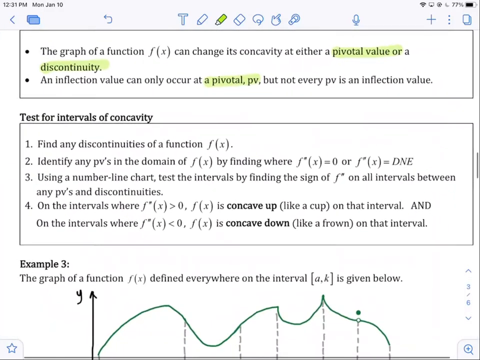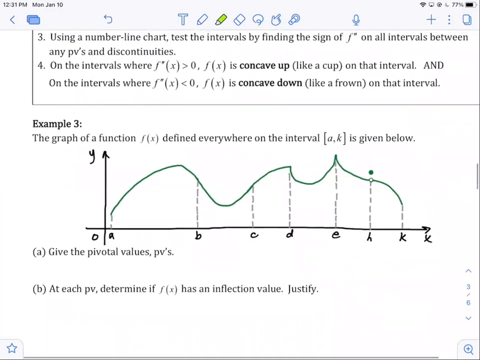There's a lot of parallels here, all right? So here's what we're going to do. We're going to test for intervals of concavity. And if you want to read this, you can, but it's essentially the same thing we did with f prime. We're just doing it with f double prime. Got it? Okay. Now, it's nice to start with a little graph because it's visual.